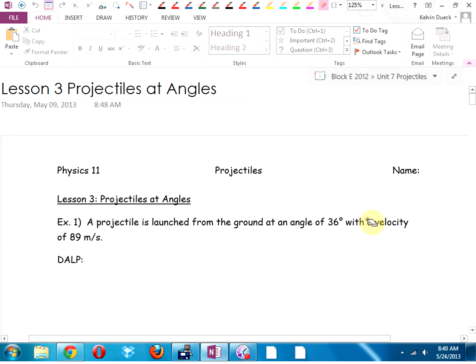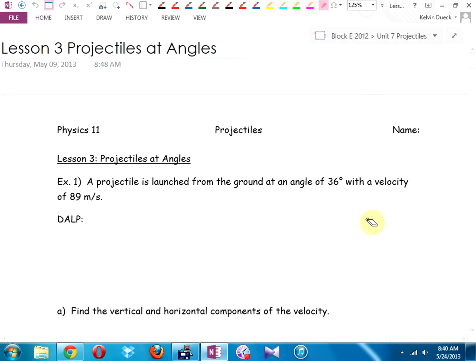Angles. A projectile is launched from the ground at an angle of 36 degrees with a velocity of 89 meters per second. I think what we're talking about is this. Ground, 36 degrees. I'm going to eyeball it about like that. I'm going to put an arrow on the end of the velocity to show that it's going that way, because I think it's very important to put arrows on the end of velocity vectors.